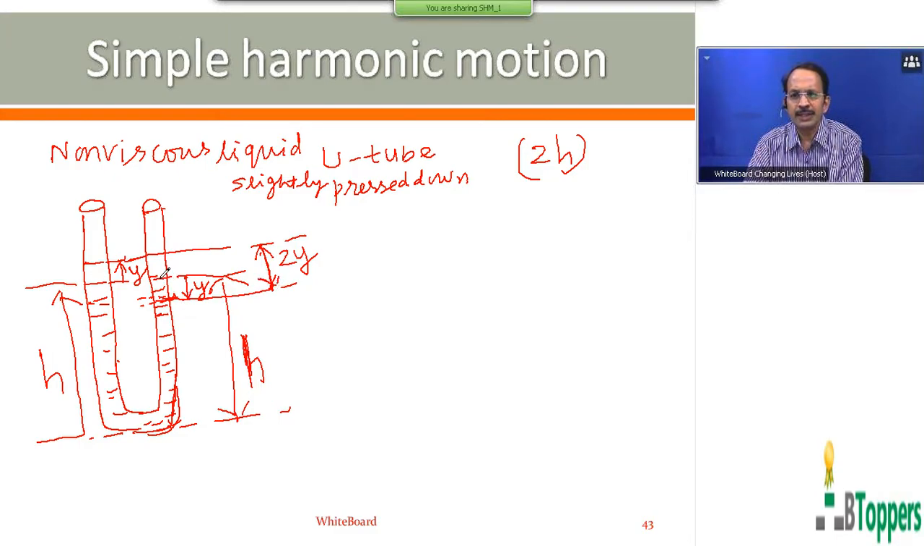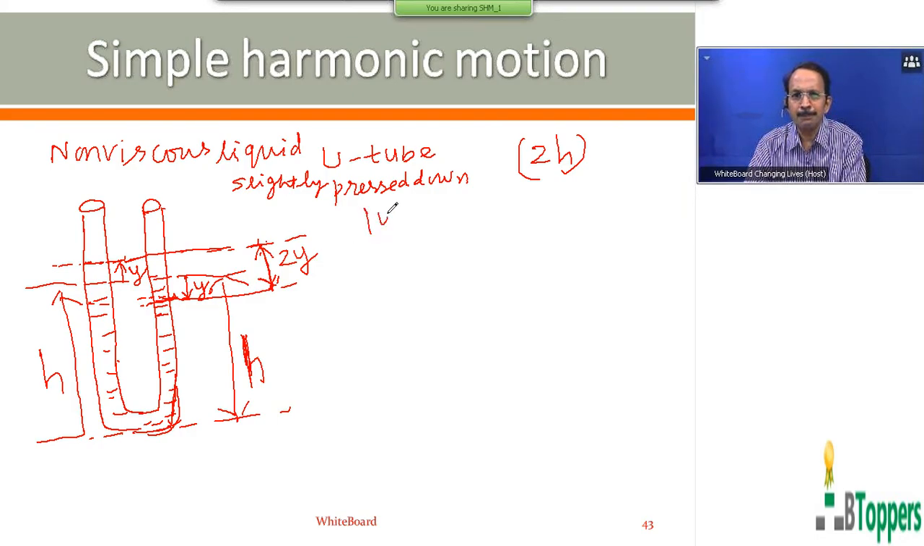So if the liquid in the limb on the right hand side is slightly pressed down by distance y below the equilibrium position and released, then the liquid in the limb on the left hand side will rise by the same distance y above the equilibrium position. In the new position, the level of the liquid in the left limb will exceed the level of the liquid in the right limb by 2y. I mean the vertical height between the new levels of liquid in the two limbs becomes 2y.